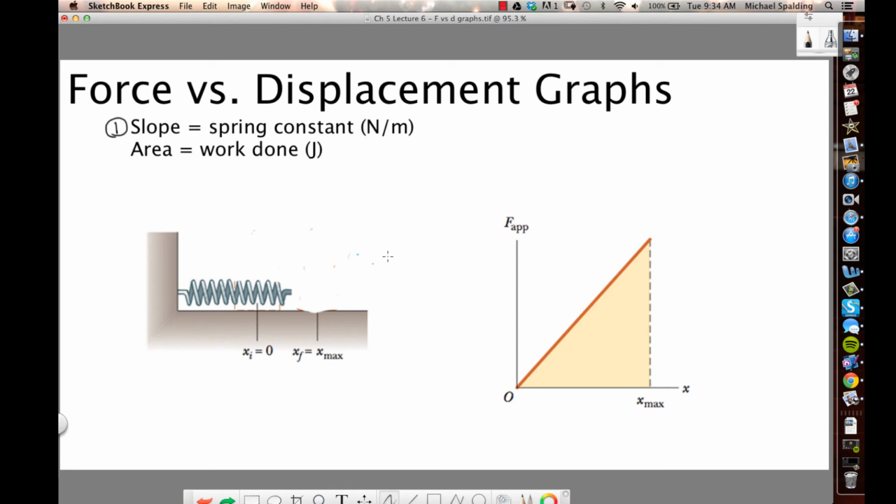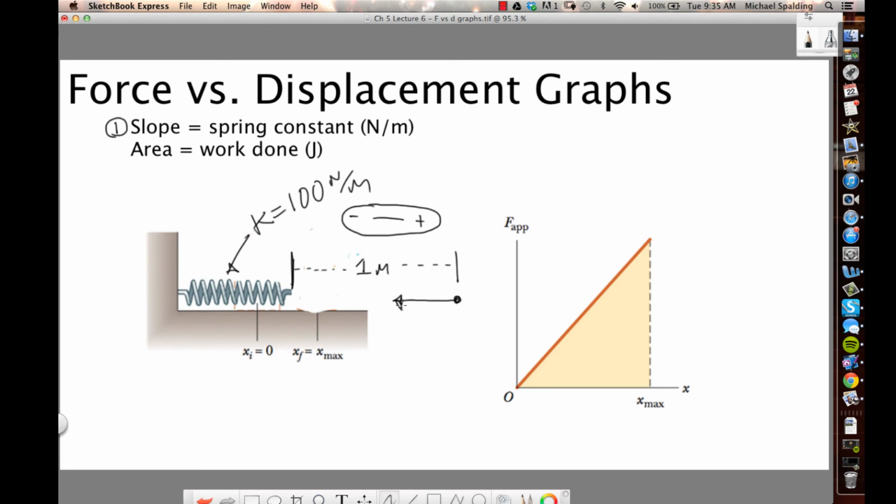So let's just review spring constant. We already talked about this last week, but let's talk about it again. Let's say that this spring right here has a spring constant of 100 newtons per meter. I like 100, it's nice and easy. Just be aware all springs have their own spring constant. So if we take this spring and we stretch it 1 meter, and to the right is plus, to the left is minus, that's our sign convention, what force would this spring be exerting back? It'd be 100 newtons negative, meaning to the left, right?